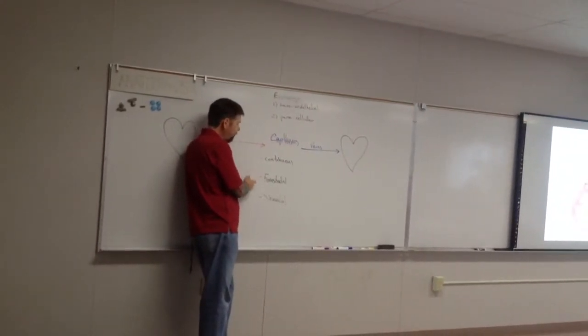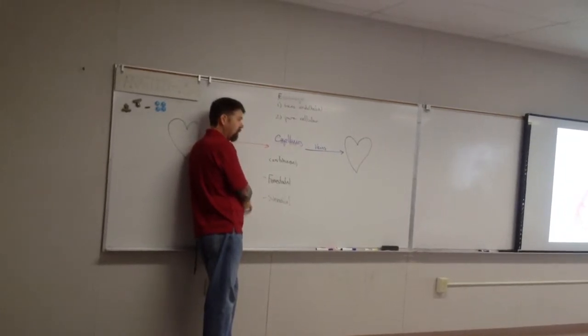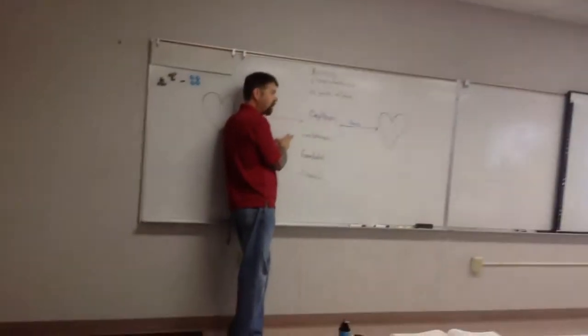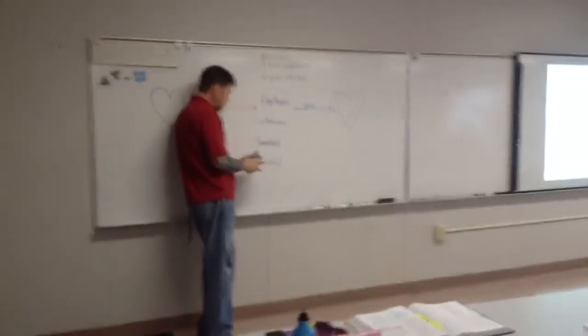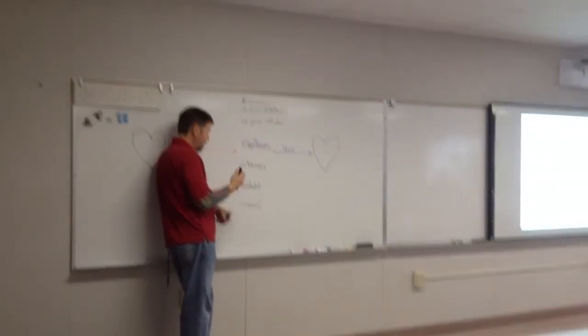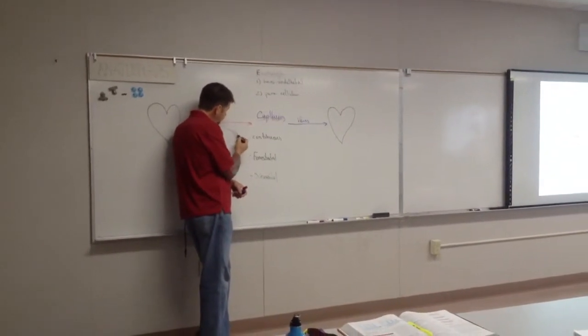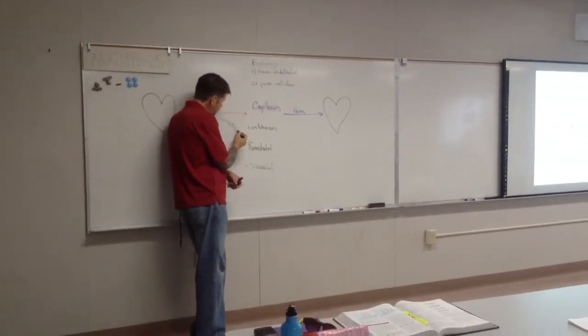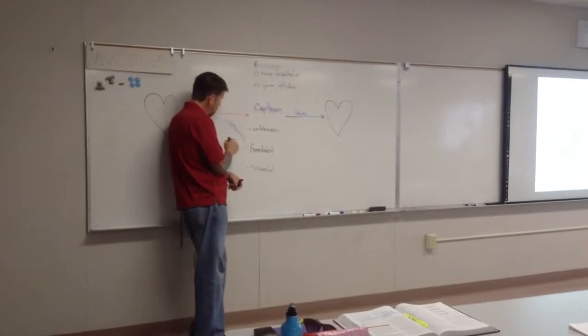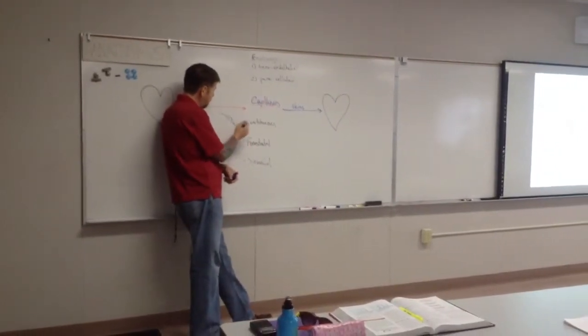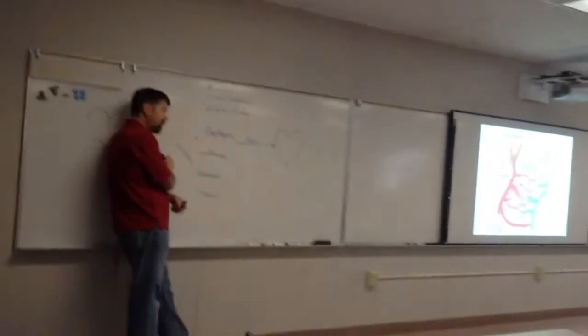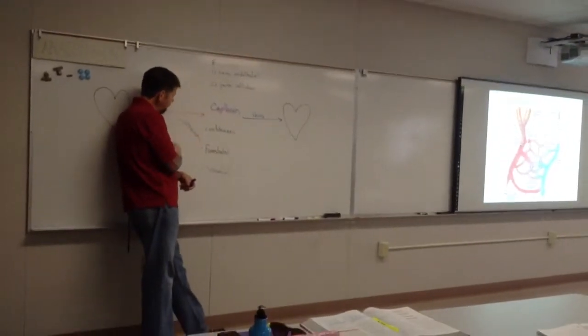Now there are structurally three different kinds of capillaries. There's what we call a continuous capillary, and that's where the cells are actually held together. So all of the endothelial cells like this are physically held together, and there's no gaps in them, right? So if we were to look at a continuous capillary, it looks like this. So that's a continuous capillary.